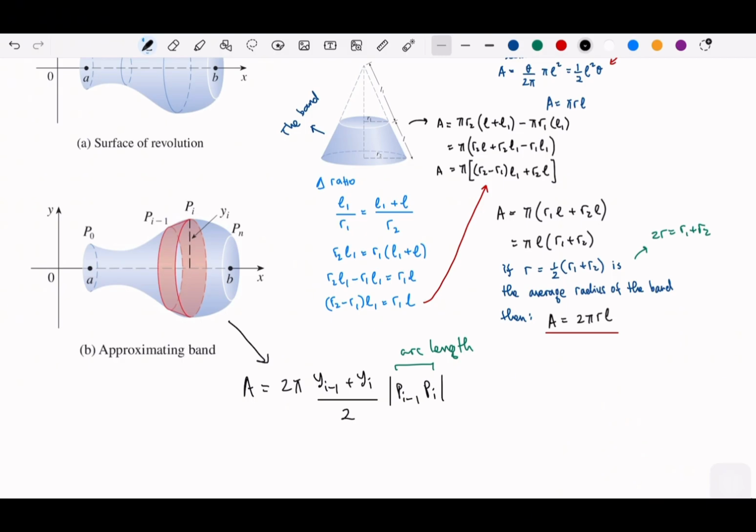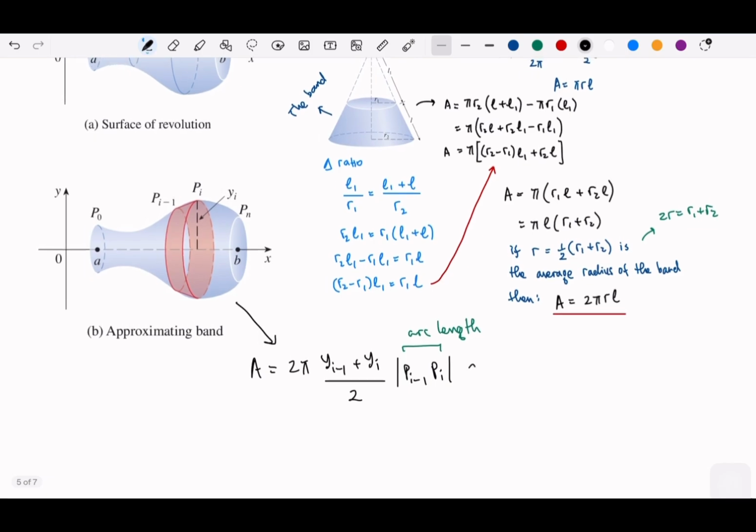And the same thing what we have, we can make it averagely as its function, because each point will have a different radius, right? So we can have this approximating 2 pi f of xi star like that. It means that it can be anywhere in between. And then this will be the definition from the arc length.